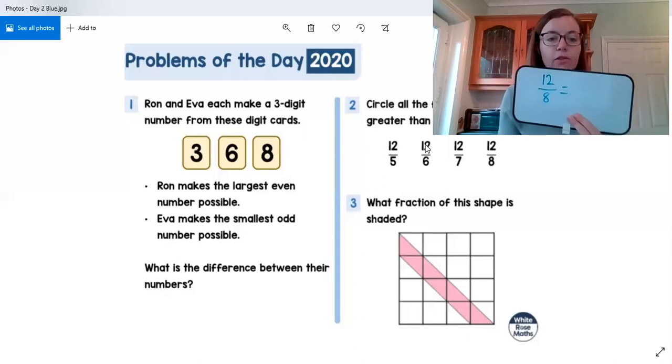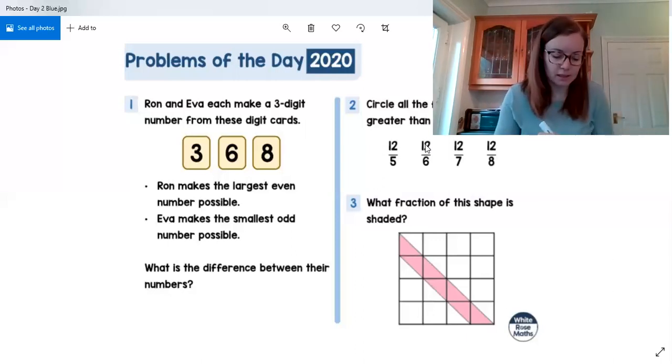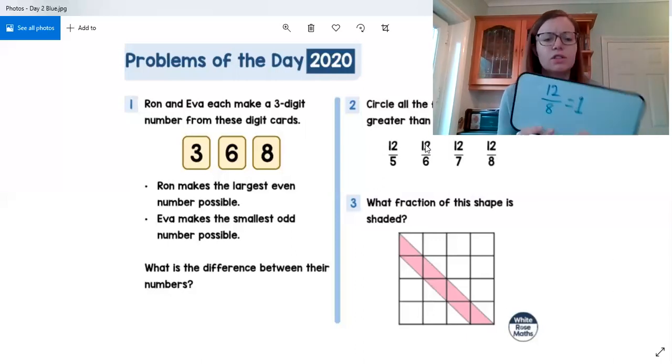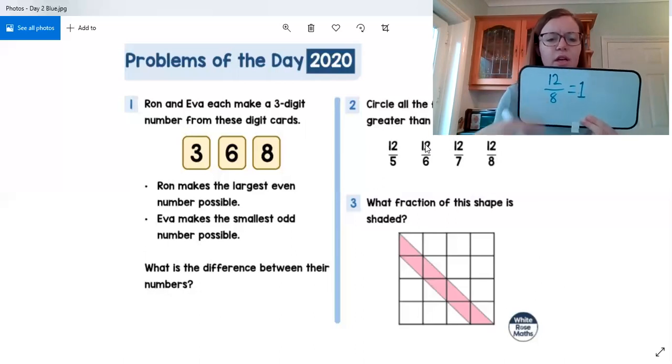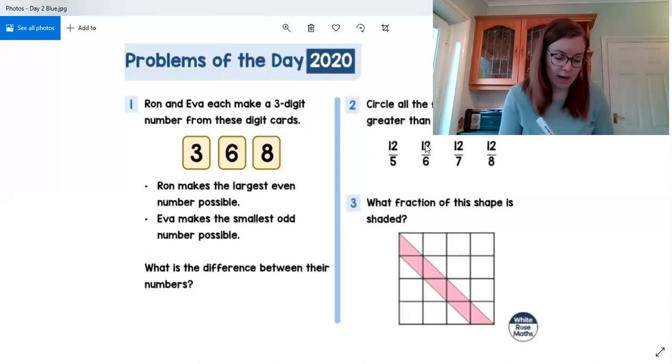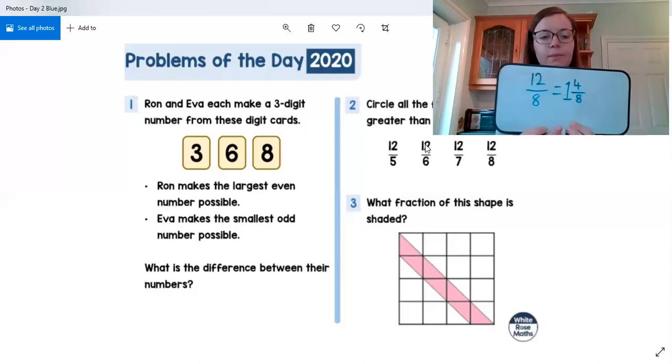Can fit 1 full pizza of 8 slices. And then what's the difference? How many extra slices from 8 to 12? It is 4. So I have 1 and 4 eighths.